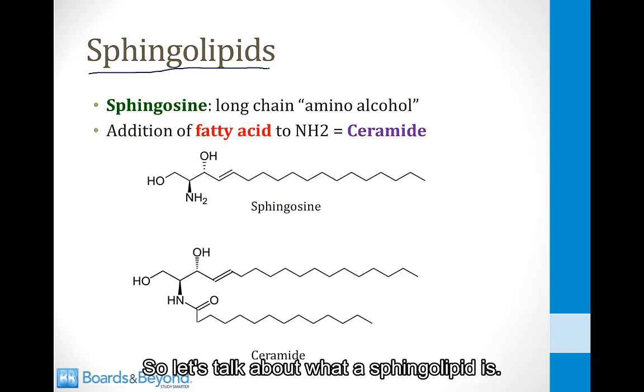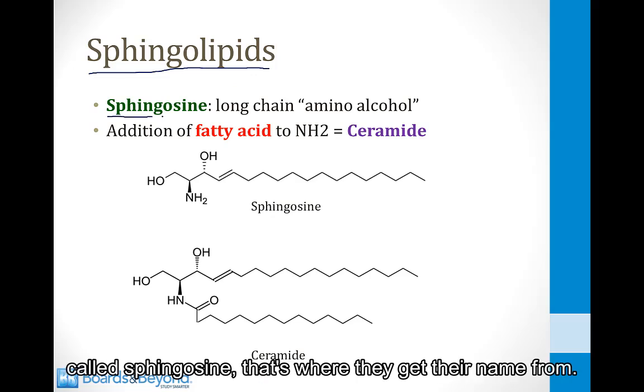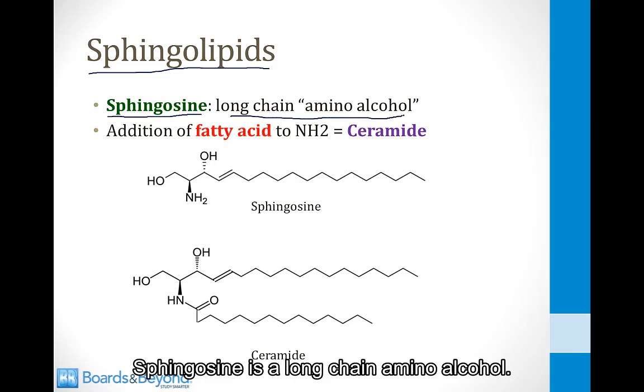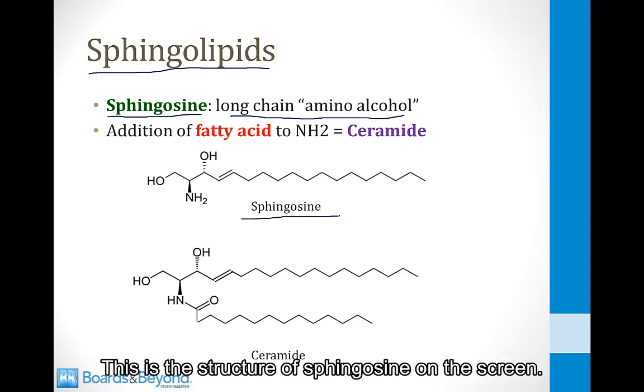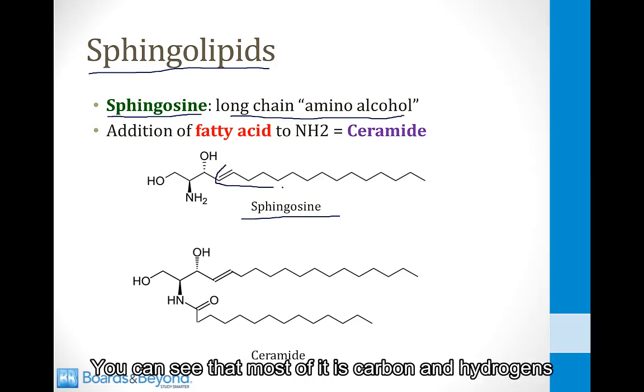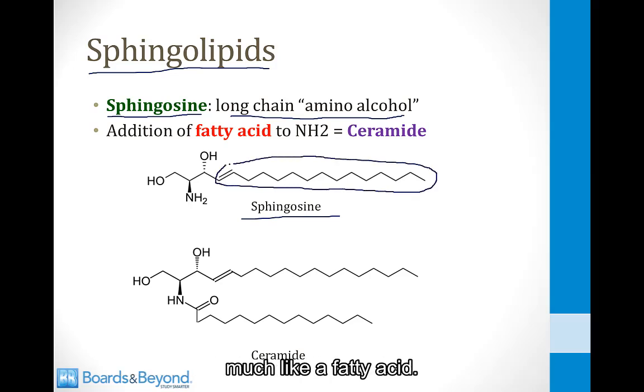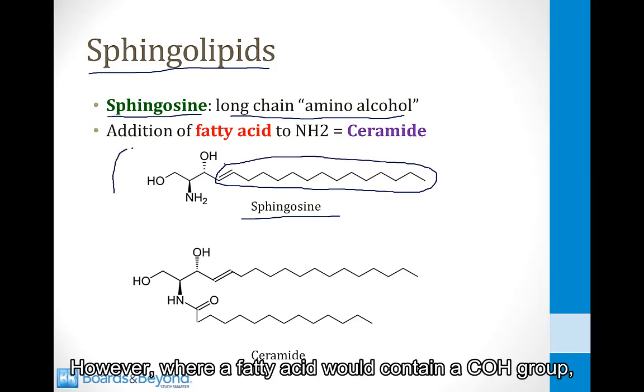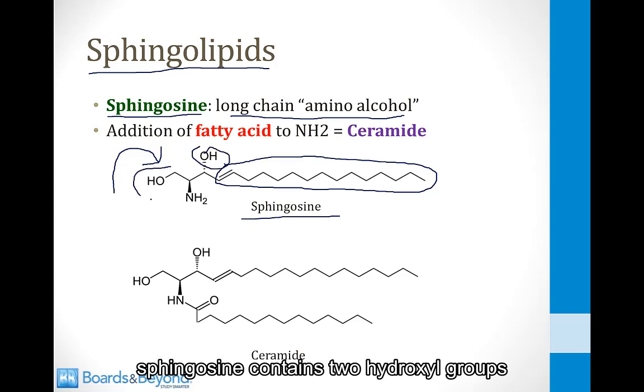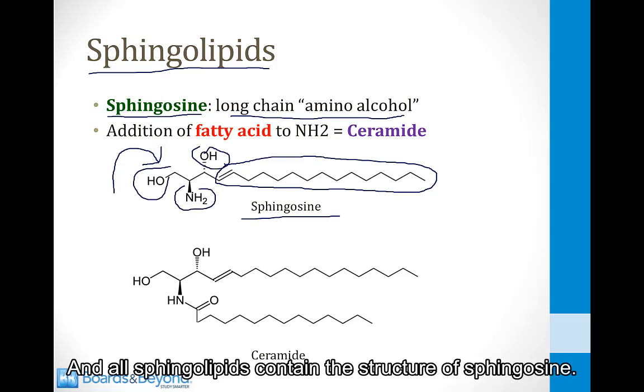So let's talk about what a sphingolipid is. Well, all sphingolipids contain a structure called sphingosine. That's where they get their name from. Sphingosine is a long-chain amino alcohol. This is the structure of sphingosine on the screen. You can see that most of it is carbon and hydrogens, much like a fatty acid. However, where a fatty acid would contain a COOH group, sphingosine contains two hydroxyl groups and a nitrogen group. And all sphingolipids contain the structure of sphingosine.